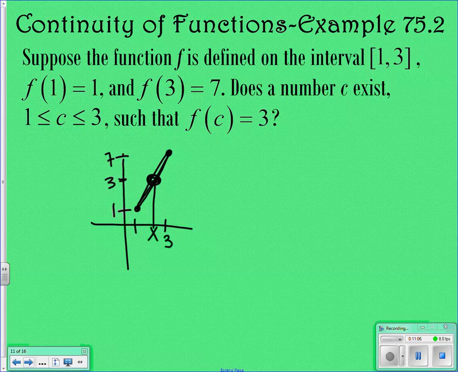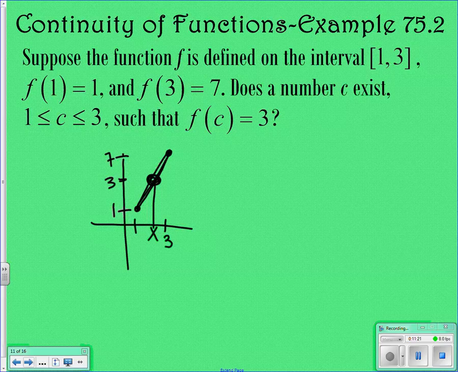However, if the function were continuous, then the number would exist. But since we don't know if it's continuous or not, we don't know for sure whether the c exists or not. So our answer is just not necessarily.